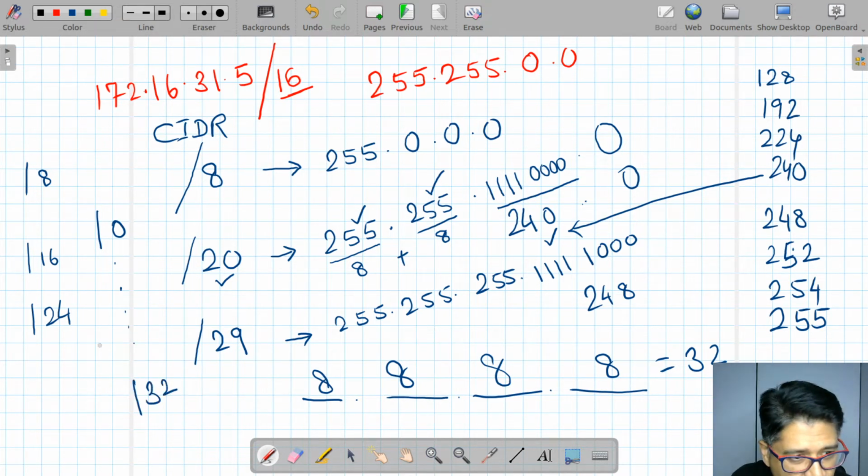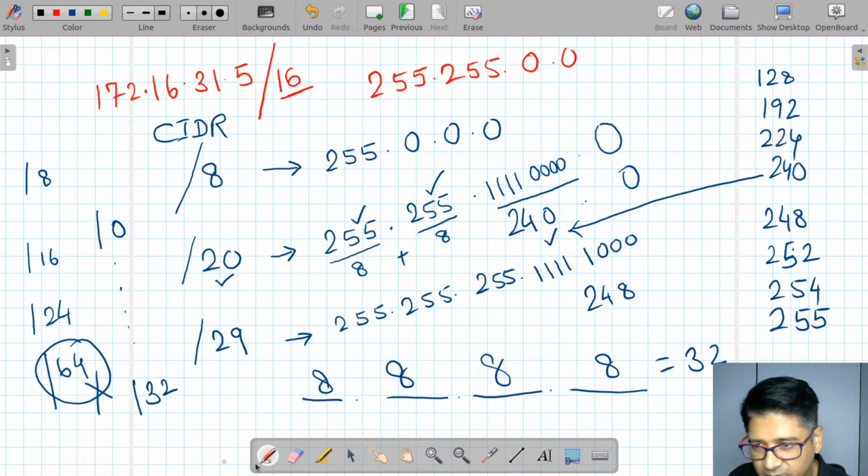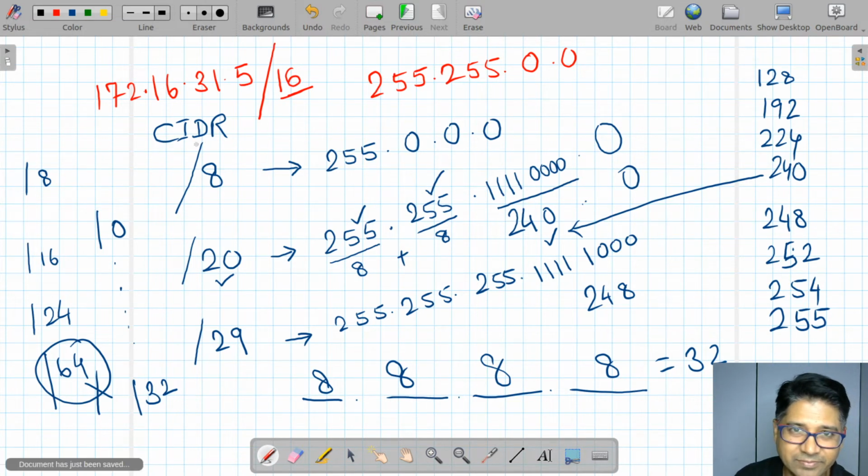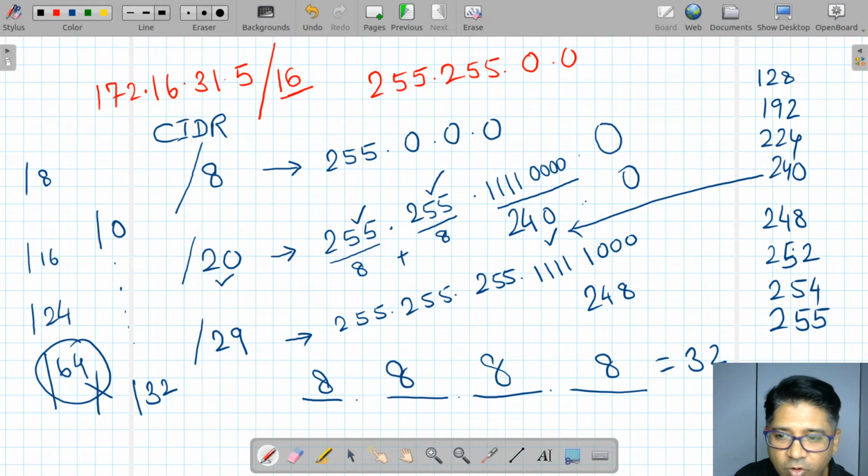If someone is going to ask you CIDR like 64, that's the wrong answer. Wrong, sir. 64 is wrong. Anything greater than IPv4 they don't have, because the total is 32 bits. Clear? Okay, excellent.